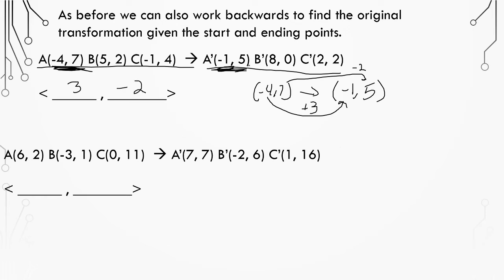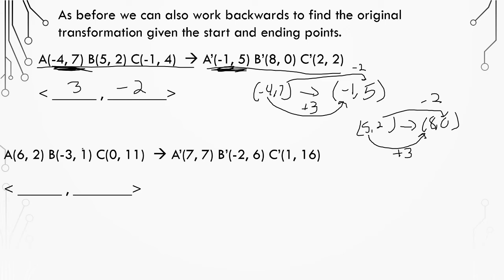And to check that, I would check either the second point or another point. So again, (5, 2). If we translate that to (8, 0), let's see what happens here. 5 goes to 8, that's plus 3. 2 goes to 0, that's -2. Hey, same translation, right? And if you check this one here, you get the same deal. -1 plus 3 is 2. 4 minus 2 is 2 as well. So it works for every single point. The translation vector should work for all 3 points, essentially.